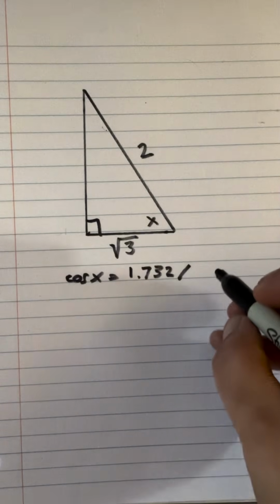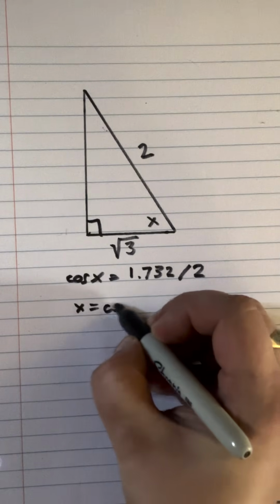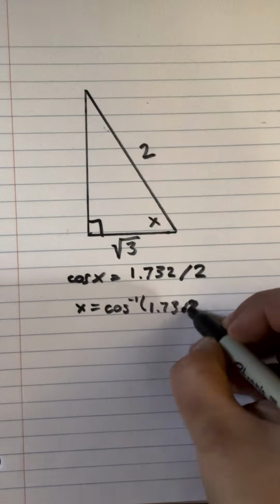Cosine of x equals adjacent 1.732 over hypotenuse 2. So now we want x by itself, so we'll do an inverse operation. X equals inverse operation of cosine 1.732 over 2.